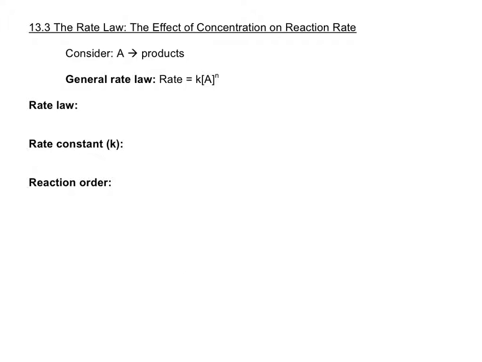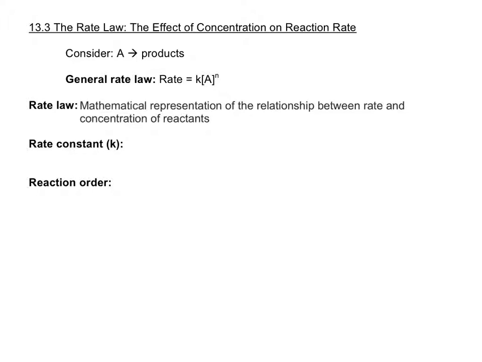All right, now let's talk about rate laws. So what is a rate law? A rate law is basically just a mathematical way for us to represent the relationship between the concentration of the product or reactants and the rate. So the general rate law is written as rate equals K, which is the rate constant, times the concentration of A, which is one of your reactants, to the N.